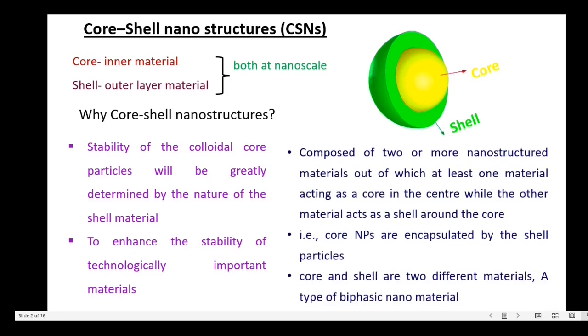Therefore, a core-shell nanostructure is composed of two or more nanostructured materials, out of which one material is at the center. So that is called core. The other material is the outer layer which is around the core. So that is called the shell material. Here the shell acts as encapsulation for the core material, and the core and shell materials are made up of two different materials. So it's called the biphasic nanomaterial.